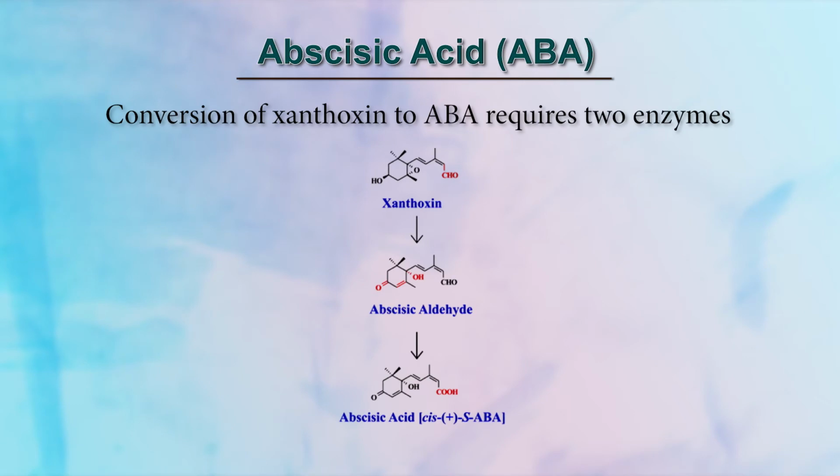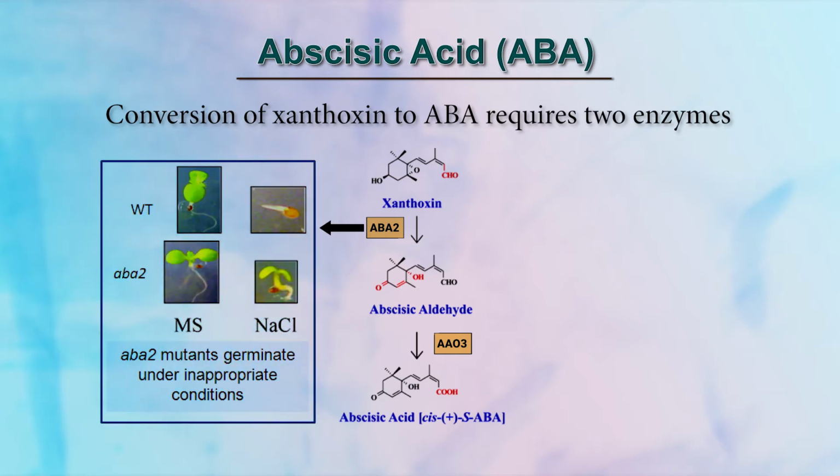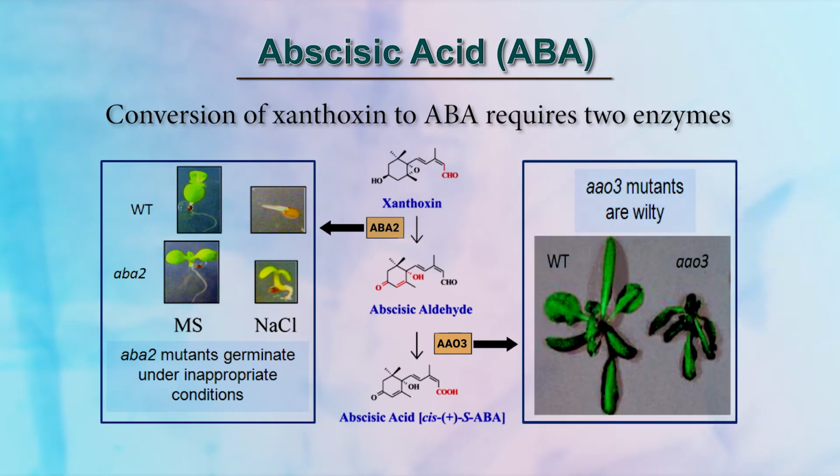Similarly, if we have loss of function mutants of ABA2 gene or AAO3 gene, then the endogenous level of ABA goes down. ABA2 loss of function mutants show improper germination, such as germination under inappropriate conditions such as salt stress. On the other hand, AAO3 mutants, they are wilty.